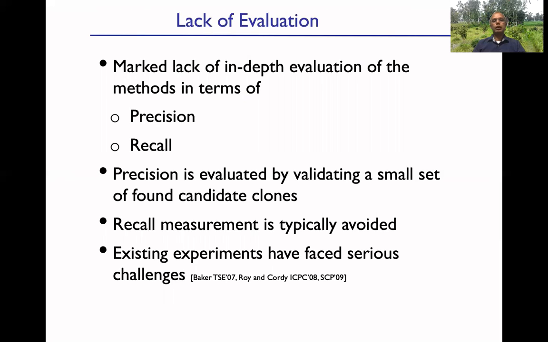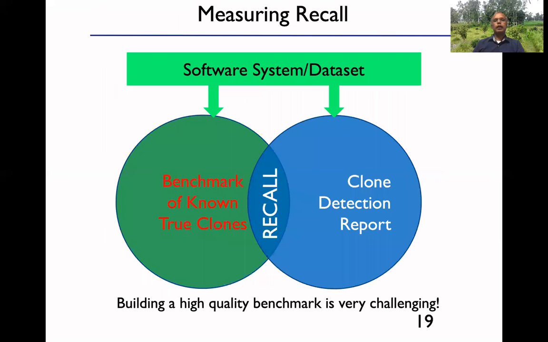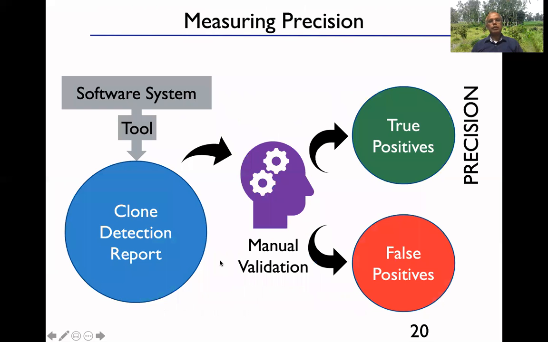There is a benchmark called Bellon's benchmark, but it has a lot of issues that, for example, Baker pointed out in her TSE 2007 paper. So let's say we are measuring recall. If your tool gives this set of clones from a subject system, then to measure recall, the recall will be only the intersection with the benchmark. And this benchmark is very challenging to have for a system, because how do you know, for a system, what the benchmark is? Again, this is very challenging.